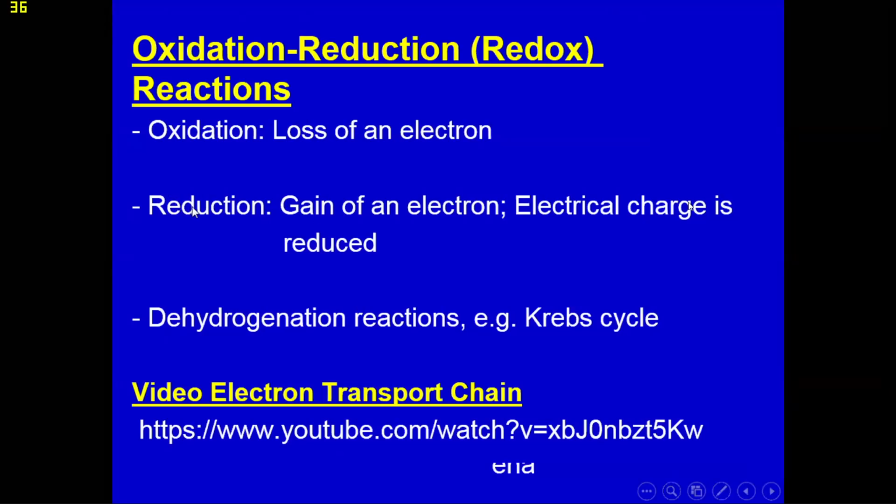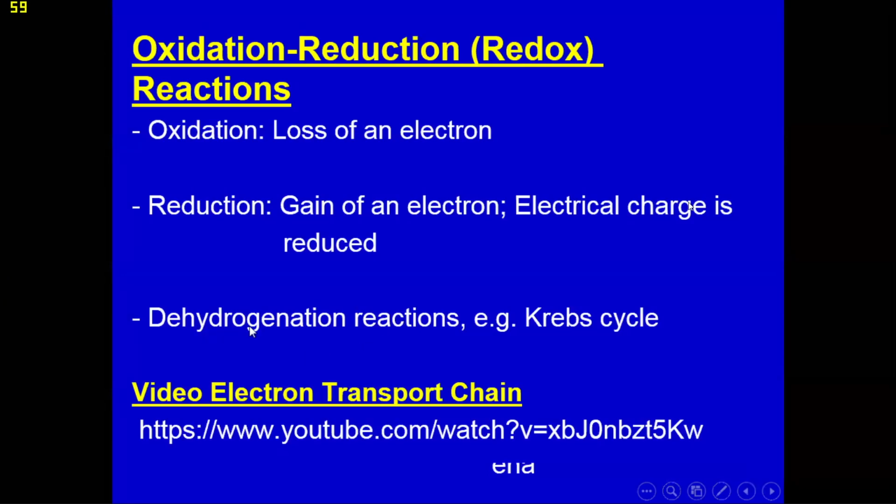So if a material gain electron تكسب electron، الإلكترون هذا شحنته سلبية. The electrical charge of this material will be reduced. تقل الشحنة الكهربائية. That is why it's called reduction. So oxidation is loss of electron. Increase in the charge of the material because losing electron, which is negative. While reduction, gain electron. Electron is negatively charged. Therefore, the electrical charge of the material will be reduced. I think this is clear to you now.